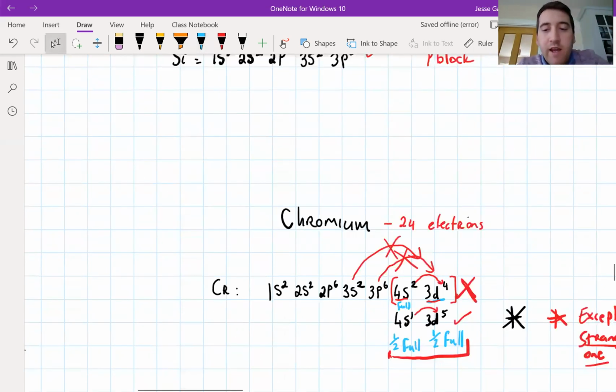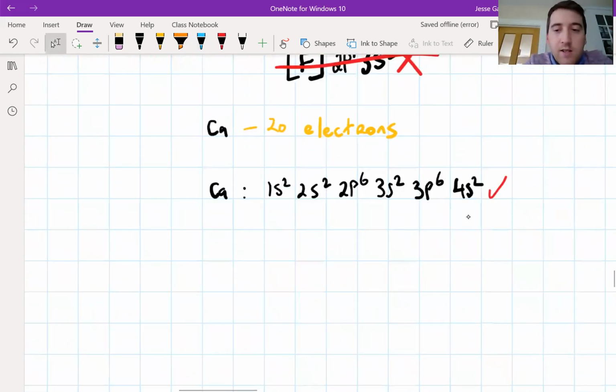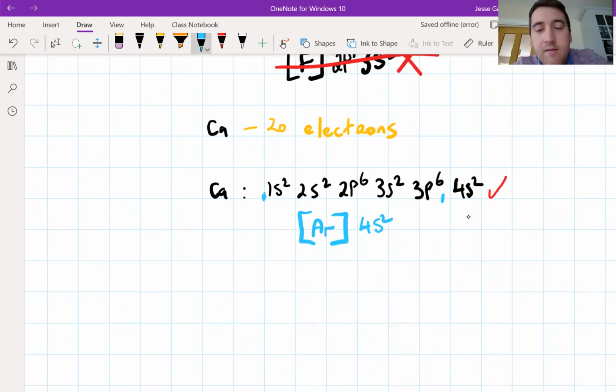So the abbreviated noble gas electronic configuration of this is, well, from here to here is the same as the noble gas argon, square brackets, and then there's 4s2 left after that. Okay, so hopefully after seeing those couple of examples, you understand how that works.